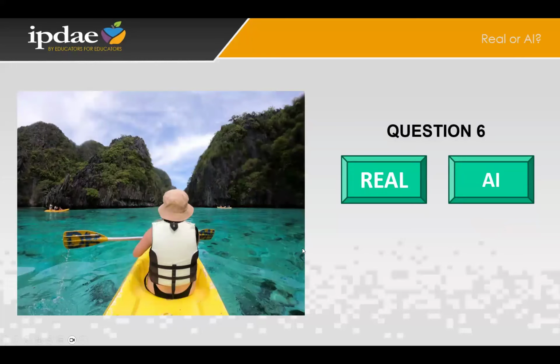All right, how about this one? This one is another landscape photo, a person kayaking, looks like Asia, somewhere in Asia. What do you guys think? Put it into the chat. What do you think? Is this AI generated or not?